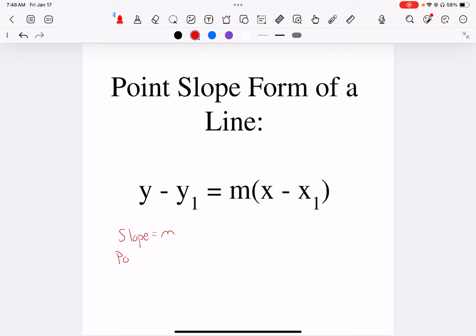And the point is going to be x1, comma, y1. So you're going to use these second x values and y values to give you the point. And it's always going to be the opposite of what it says in the equation, since it's y minus y1 and x minus x1.